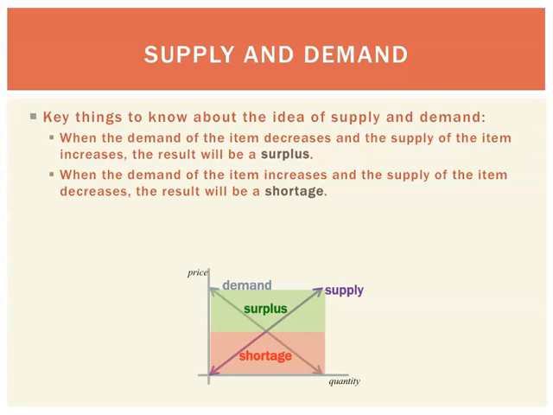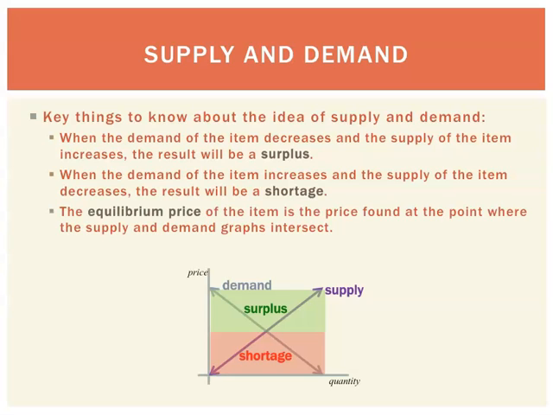The most ideal situation is to be right there in the middle. The equilibrium price of the item, so the price at which you set the item at, is the price found where the supply and demand graphs intersect, where you won't have a surplus or a shortage. You'll have just the right amount, the equilibrium price. So this point right here is the ideal point that we want to be at.